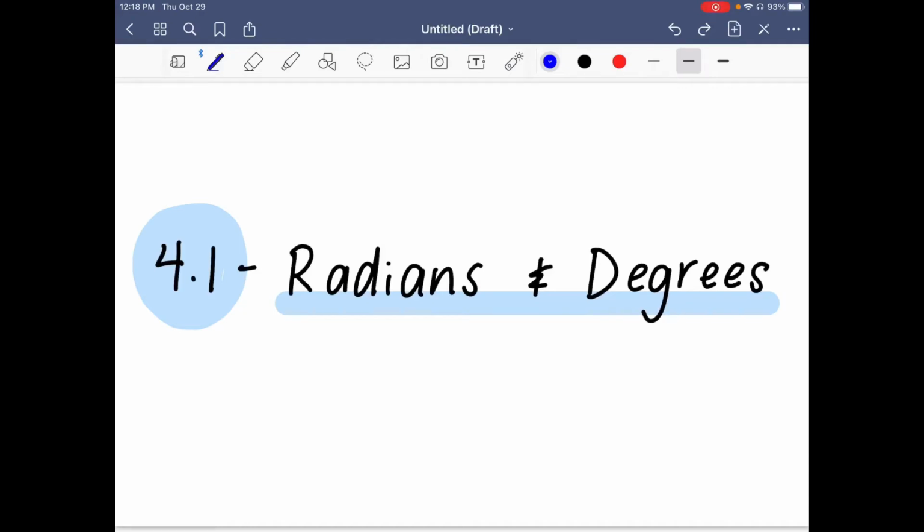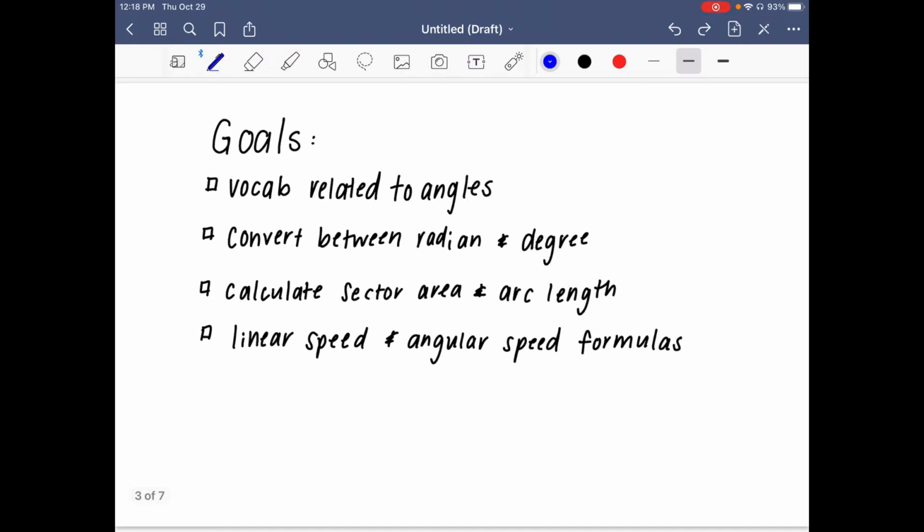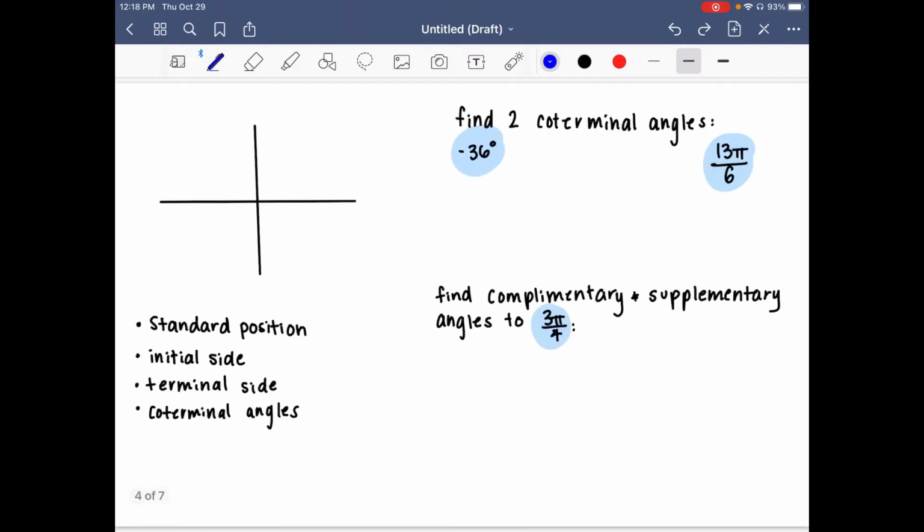Today we're going to talk about radians and degrees. Our goals are to learn some vocabulary related to angles, convert between radians and degrees, calculate the sector area and arc length, and learn something new, the linear speed and angular speed formulas. So let's get started with some vocabulary.